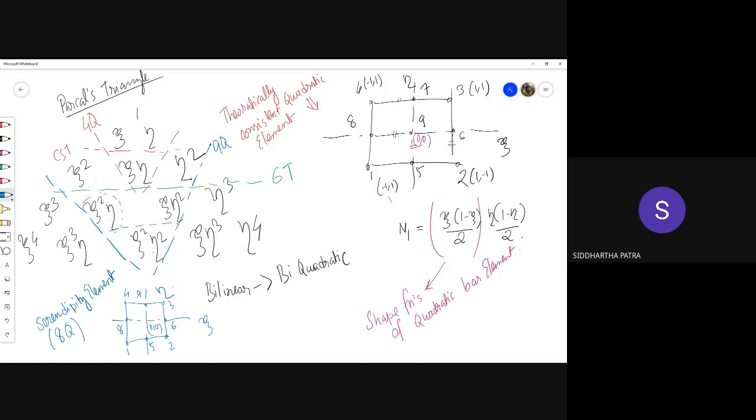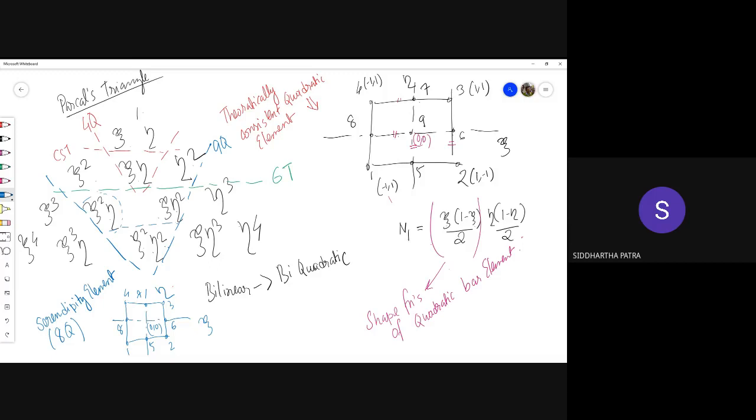Up to xi square eta square, these are only cubic terms. So this is a constant, linear term, quadratic term, cubic term. That is where it becomes a fourth order term. Shape functions should be complete from the lowest order to the highest order. You see, when we were working with the linear quadrilateral element, we didn't skip any of the terms. When we move to higher order terms, we didn't have any of the higher order terms in the 4-noded quad element.